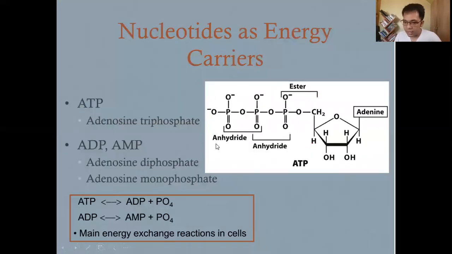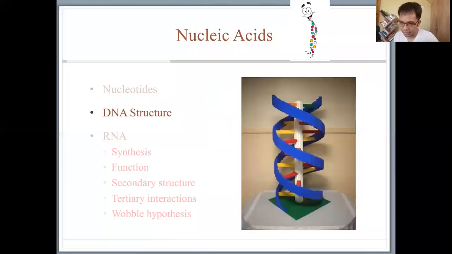And then, the nucleotides natin are energy carriers, guys. Consider this adenine. Meron siyang 3 phosphate groups. Siya ay ATP, adenosine triphosphate. Kapag dalawa lang, diphosphate or ADP. Kapag isa lang yung phosphate, AMP, adenosine monophosphate. That is the main energy exchange reaction in cells, by which mapag-aaralan ninyo sa nucleotide metabolism kung ma-discuss yun sa lecture ninyo.